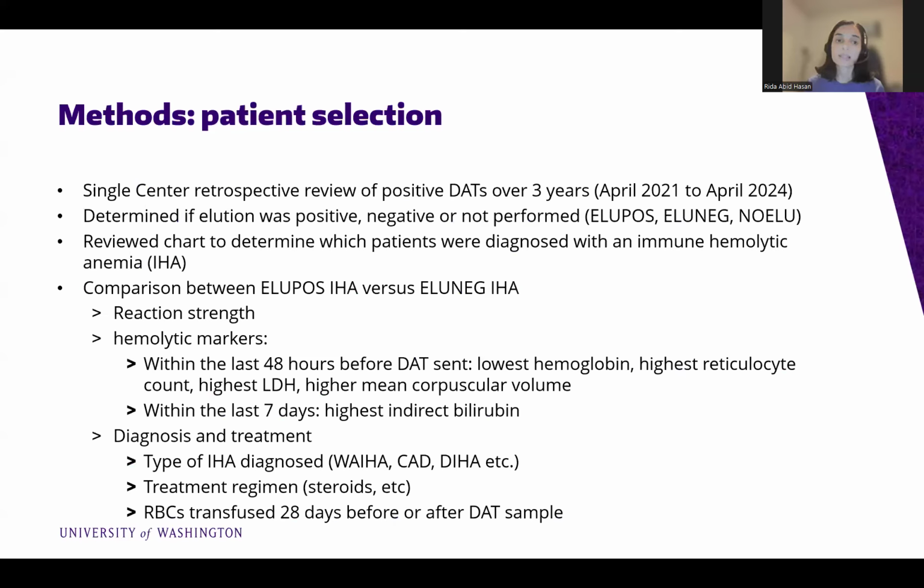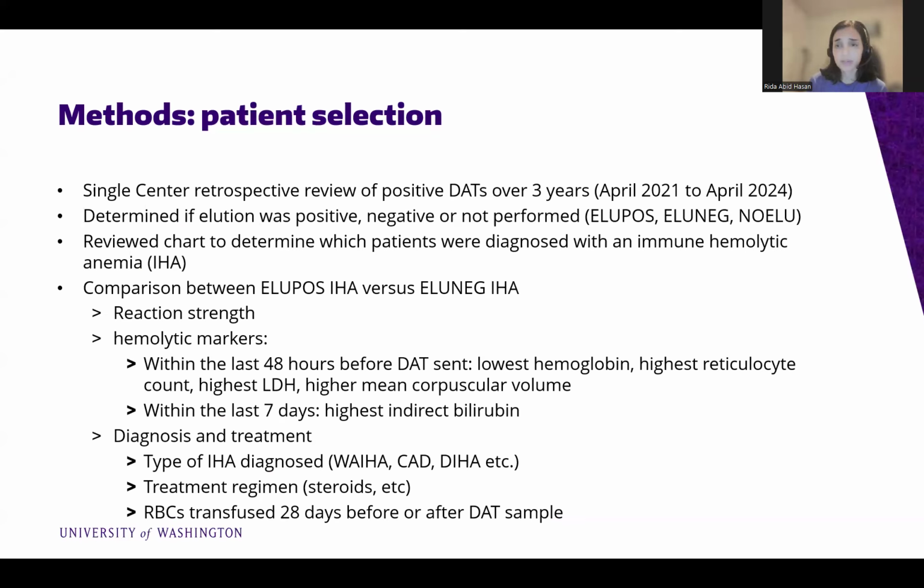So I did a single center retrospective review at my own institution of the positive DATs we had over a 3-year period, and I determined if the elution was positive, negative, or not performed. And then I reviewed the patients' charts to see if the clinicians diagnosed them with an immune hemolytic anemia, meaning antibody-mediated hemolytic anemia. I then compared the elution-positive group, those where the eluate was positive, and the patients who had a negative eluate to see what the differences were between these patients.